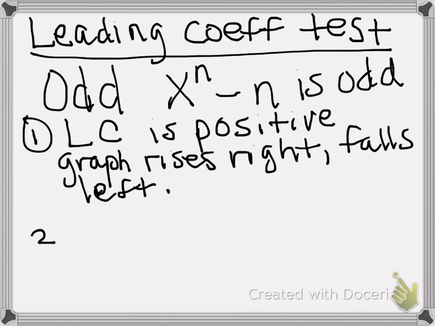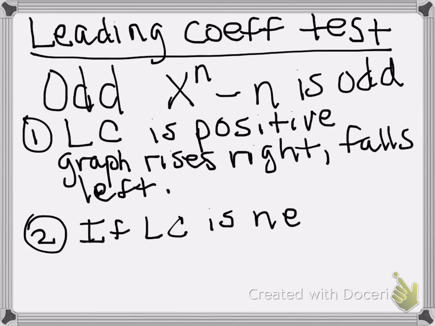Okay. Then the next category under n being odd. If that power is odd, then here's the second case. If the leading coefficient is negative, then your graph falls right and rises left.